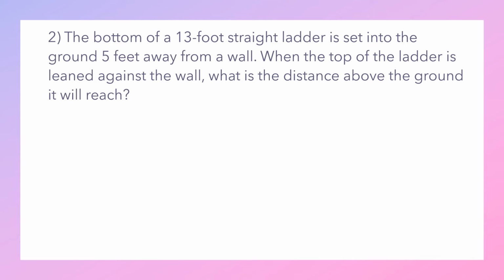The bottom of a 13-foot straight ladder is set onto the ground 5 feet away from the wall. So here is your house. The ladder is 13 feet long. It's set onto the ground 5 feet away from the house. When the top of the ladder is leaned against the wall, what is the distance above the ground it will reach? So this is your X here.